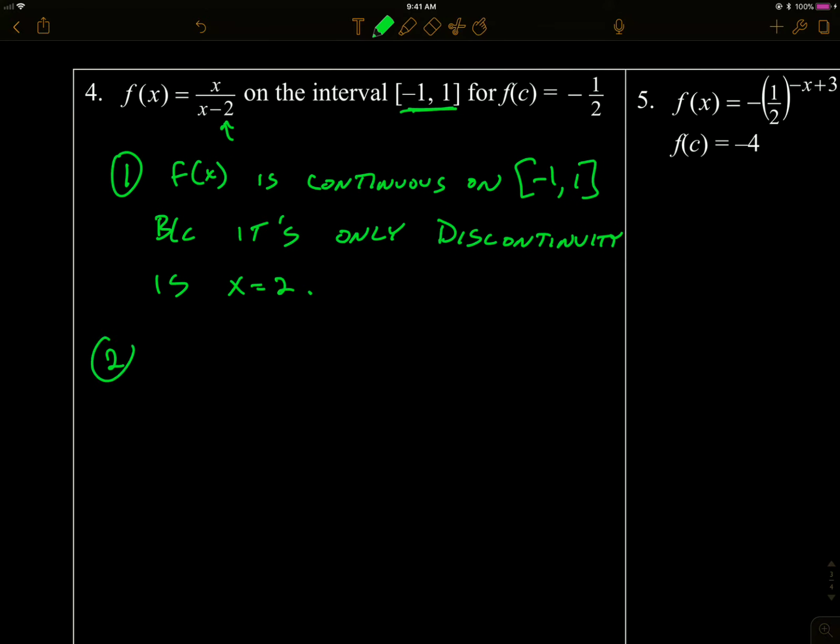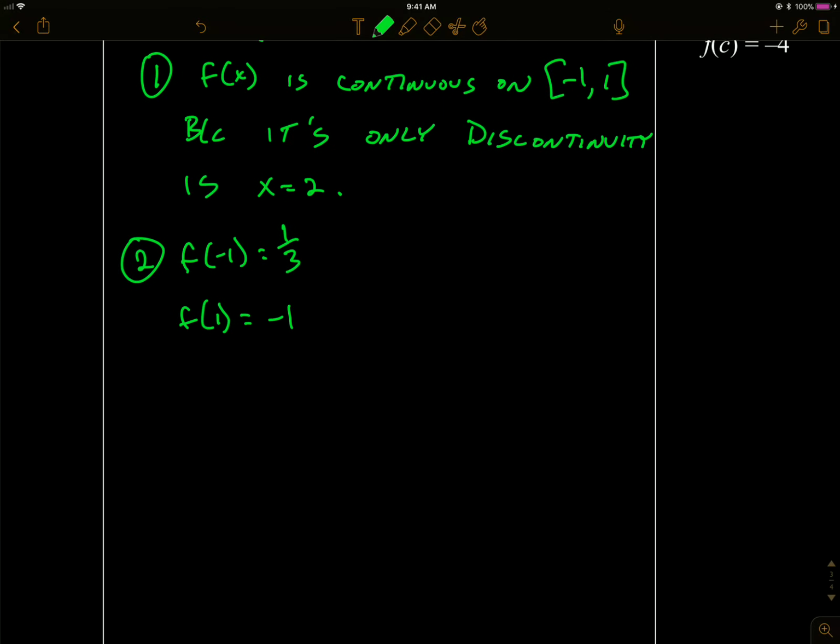So criteria 1 holds. Criteria 2, we got to do the y values at our endpoints. So f of -1, if I plug that in, I get what? -1 over -3, I'm getting 1/3. If I plug in 1, I'm getting -1. So is -1/2 in between -1 and 1/3? It is. So that means IVT will guarantee the whole thing. We just basically restate the theorem.